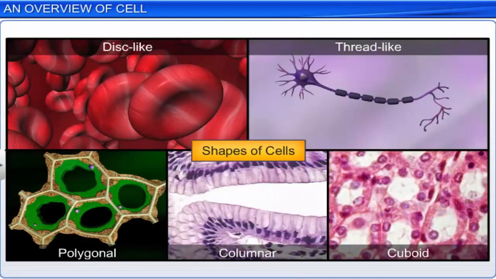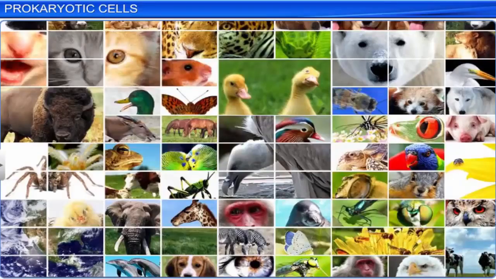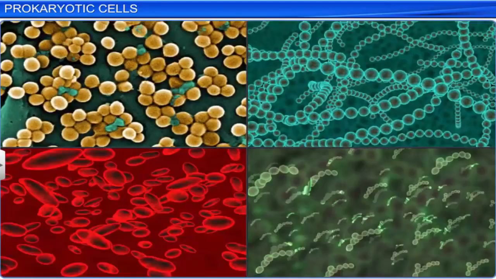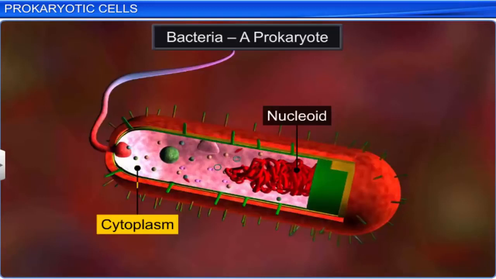Today, though we have gained a lot of information about cells, scientists are still engaged in unlocking the secrets of the cell and its organelles. Millions of microorganisms are present in every nook and corner of our surroundings. Of these, certain microorganisms, such as bacteria, have a nucleoid but no membrane-bound organelles in their cytoplasm. Such organisms are called prokaryotes.